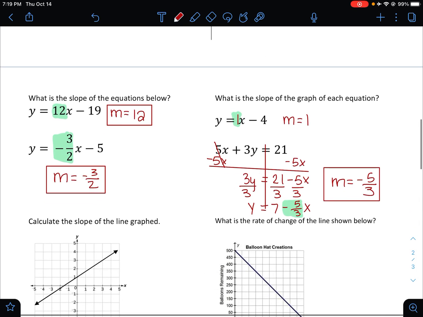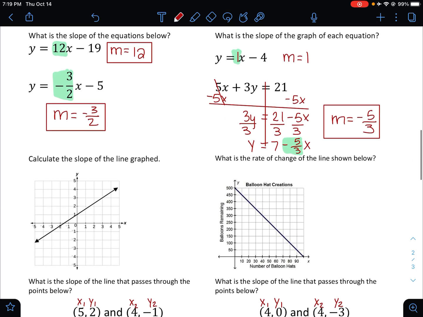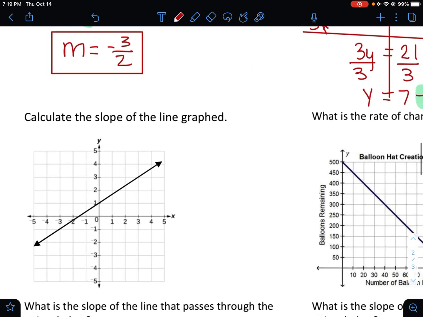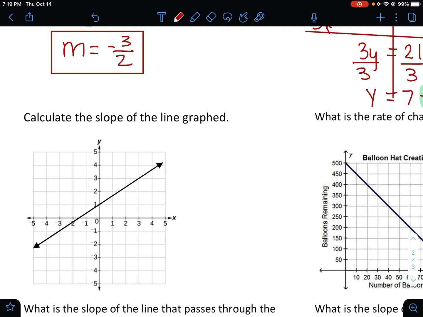Okay, looking at our graphs, calculate the slope of the line graphed. Remember our slope guy, Mr. Slope, and he told us that this is a positive slope. You can also write your name on the slope and see that it's going up from left to right. So we should know that it's a positive slope, if that is helpful.